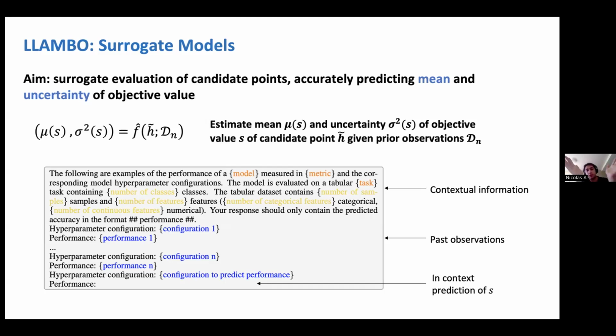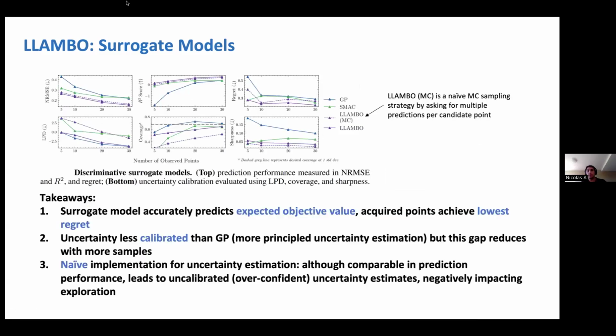So we can condition on this information, and we can repeat the sampling of the LLM, and we also can permute it to have better variance. So from a quantitative perspective, we evaluate this using various metrics, like root mean square error in the first plot. We also look at the correlation, the regret, the log predictive density, the coverage of the function, and also the sharpness of these standard deviations.